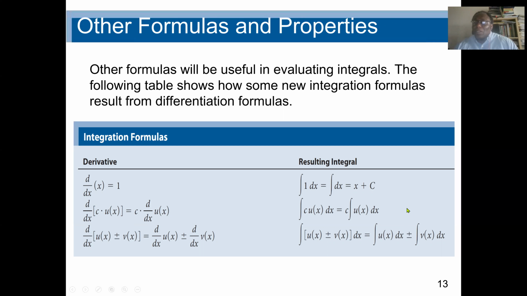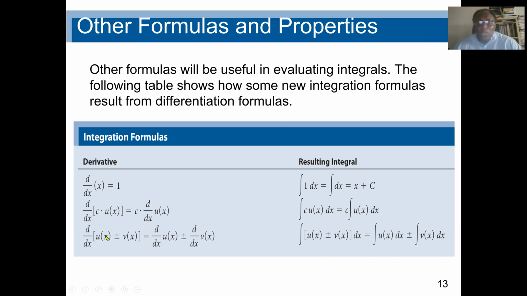Now the same concept here. If you are looking for the integral and we have a constant value times u of x, first we take the constant value out, then we find the antiderivative of u of x with respect to dx.